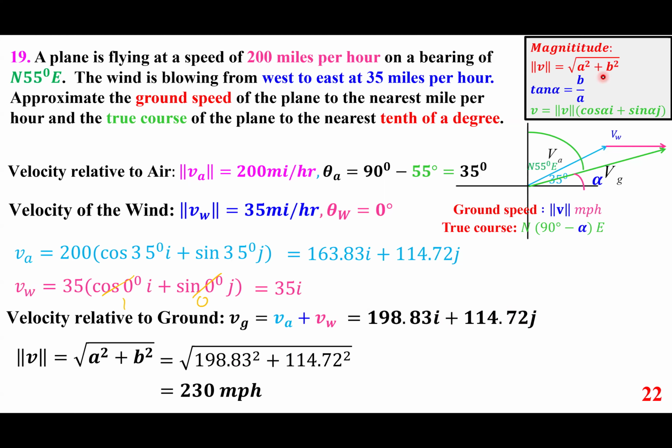Tan of alpha is b over a, so tan of alpha is 114.72 over 198.83, which makes alpha tan inverse of this number. You put it into a calculator, and you get roughly 30 degrees. So we go back here, and we say we are doing 230 miles per hour, north 90 minus 30. That means north 60 degrees east.